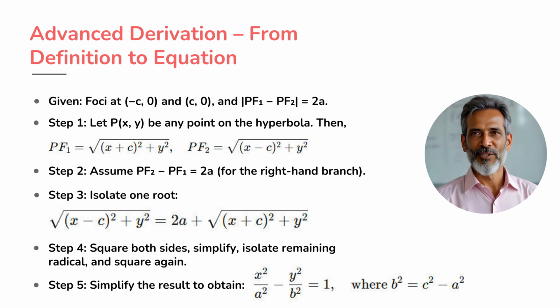After some algebraic patience, we arrive at x squared by a squared minus y squared by b squared equals 1, where b squared equals c squared minus a squared. Yes, that's a lot of algebra, but it's pure beauty, all starting from geometry, ending with a clean algebraic form.